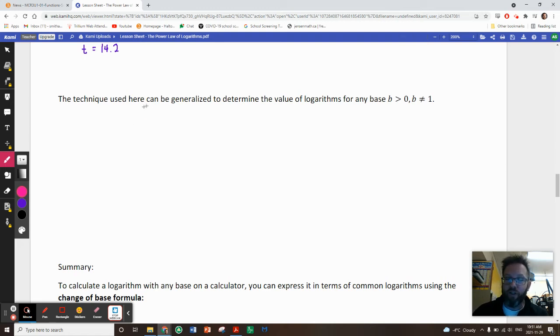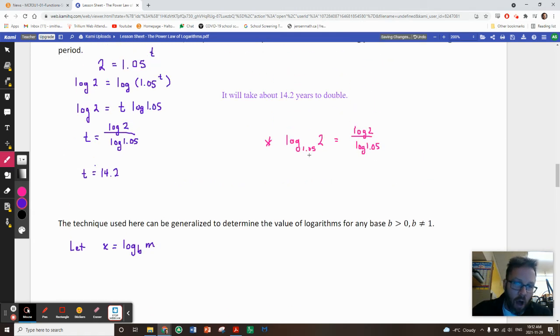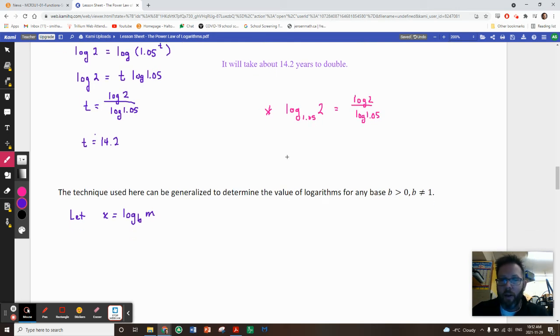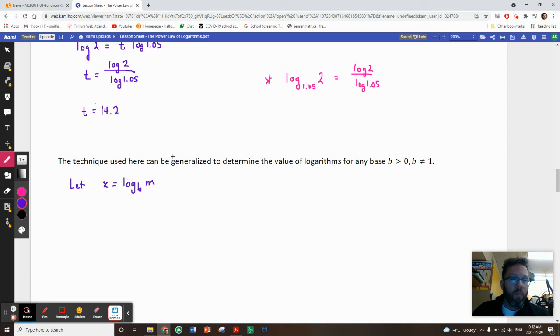We're going to generalize this technique first, and then we'll state the change of base formula afterwards. So in general, let x equal log base b of m. So we have some log we want to evaluate, like log base 1.05 of 2. How can we do it? Well, we rewrite this in exponential form. The base is b, the exponent is x, and the result is m. And now let's take the log of each side. So we have the log of b to the power of x is equal to the log of m.